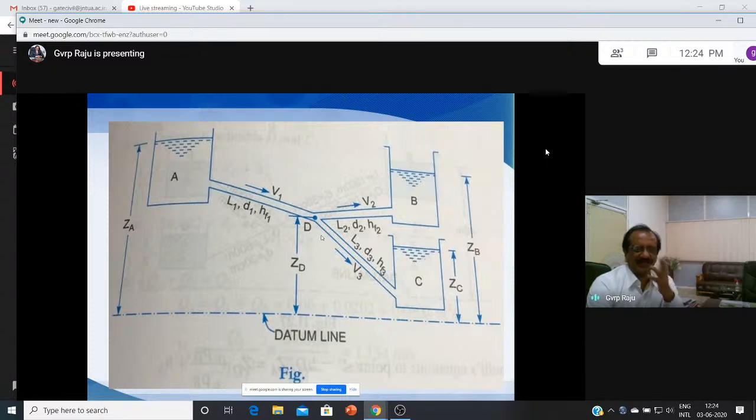We have 4 equations here, and we can find out Q1, Q2, and Q3, and also directions, datum head sometimes. So the first equation is Q1 is equal to Q2 plus Q3. The second equation is based on Bernoulli's equation between A and D, the third equation is based on Bernoulli's equation between D and B, and the fourth equation is based on Bernoulli's equation between D and C. So with the help of all these equations, we can solve any type of fluid problem. We can do analysis of pipe flow.